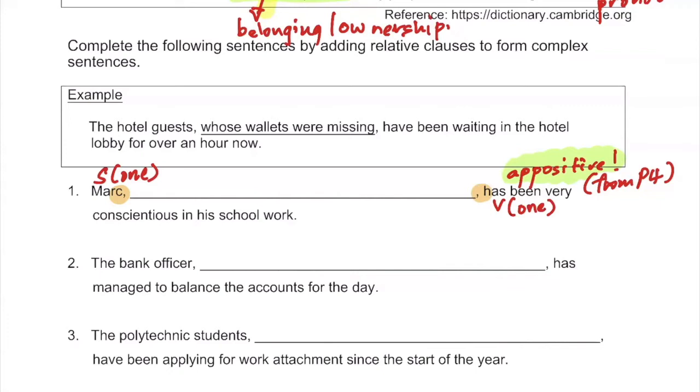The bank officer, who was mostly careless, has managed to balance the accounts for the day. No, I won't accept that because the carelessness has nothing to do with the fact that he balanced the accounts for the day. Can you come up with a sentence that is related? Remember, relative clause, your answer must be related to the rest of the sentence. There must be a relationship.